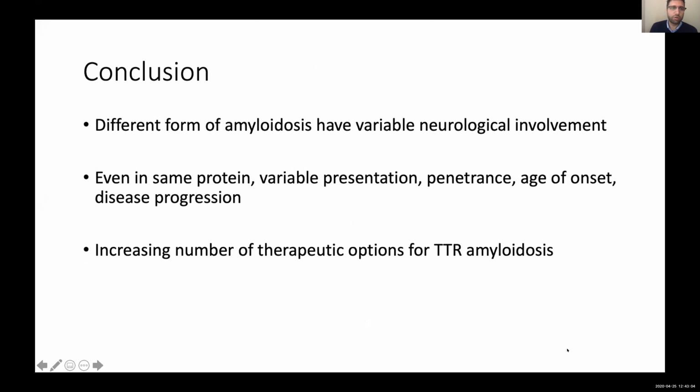So in conclusion, different forms of amyloidosis have variable neurological involvement. The treatment is also different for these conditions. So you cannot use the same treatment that you use for TTR, for example, and for AL. They're not the same condition. Even with the same protein mutation, the presentation may be highly variable. Even in the same family, penetrance, age of onset, and disease progression are also different.